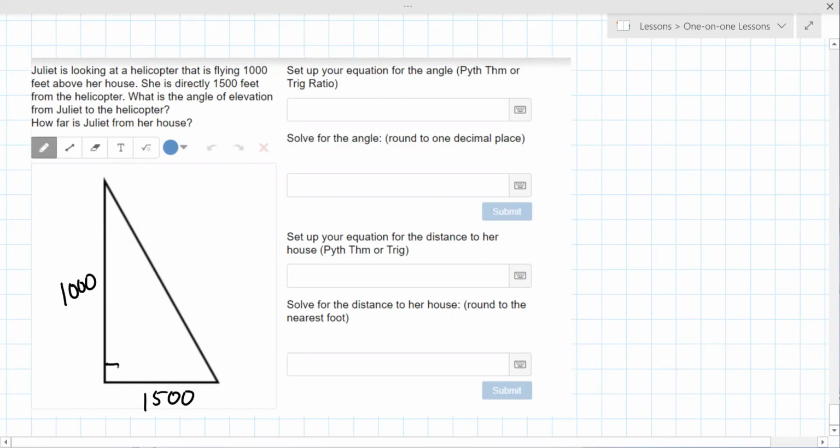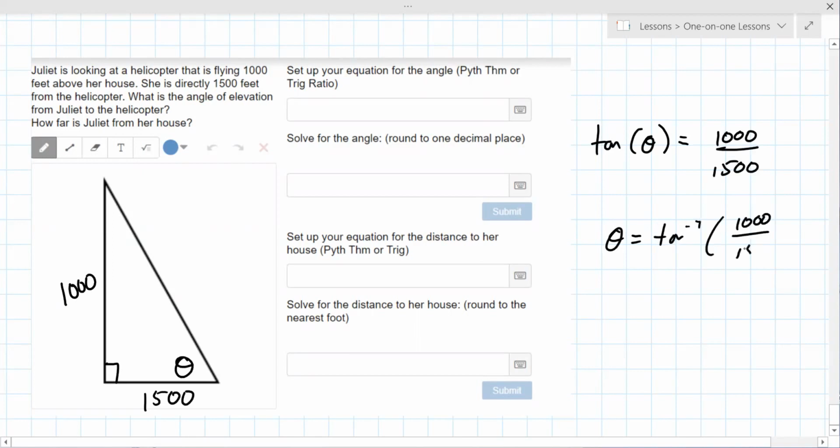Right. So now they want the angle of elevation. That's this one. It's the same as the angle of depression. So again, you're given the opposite and the adjacent. So the tangent of theta equals 1,000 over 1,500. Theta equals the tangent inverse of 1,000 over 1,500. Let's see if we can get that. It says one decimal place, I get 33.7 degrees.